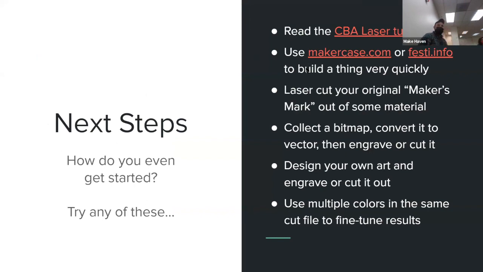How do you get started with this stuff? You could read the Center for Bits and Atoms laser tutorial if you felt like really reading all the details and getting all of the context for it. You could go to MakerCase or Festi and just print something out. You could laser cut your maker's mark since you already have SVGs that we've made the whole time. You could find a bitmap and convert it to vector and then engrave it. So make your own SpongeBob or whatever. Teenagers in a high school really love to do this with their favorite logos or cartoon characters. You could design your own art and engrave or cut it out.